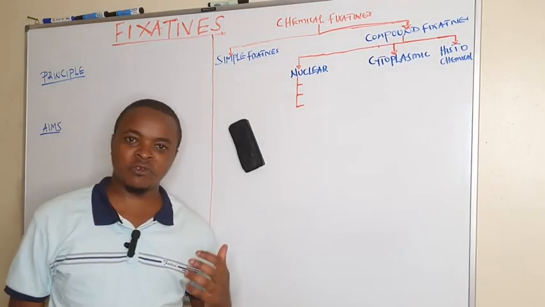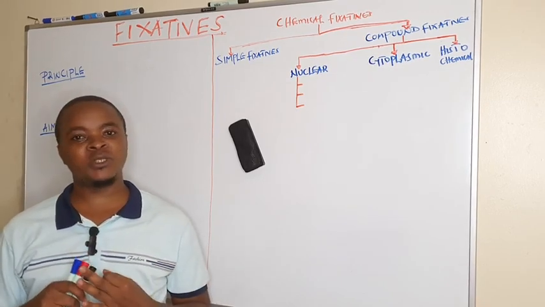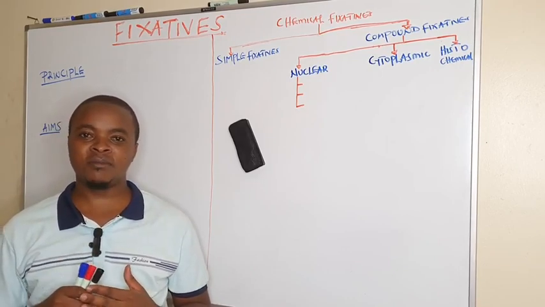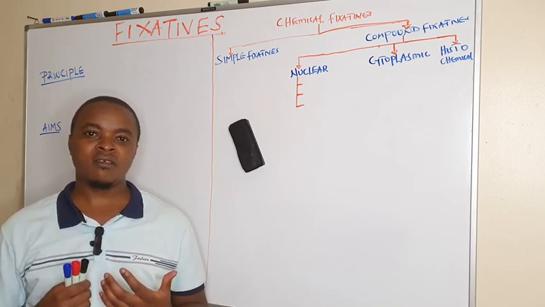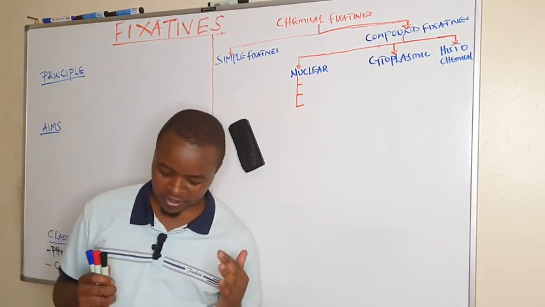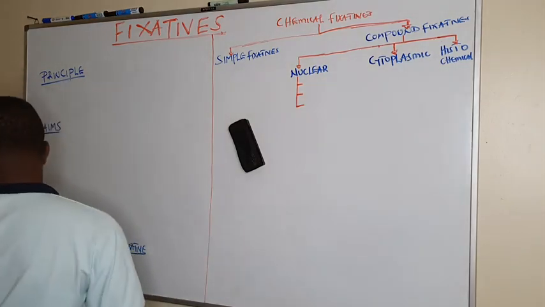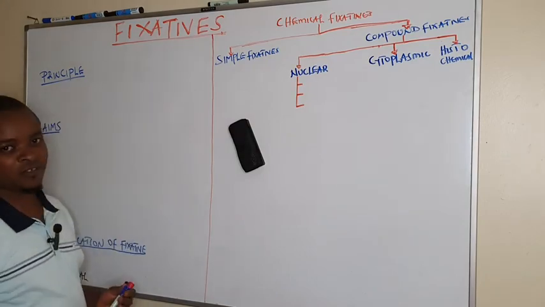So in this session, we are going to look at what a fixative is. We are going to look at the principle behind the fixatives. Then we shall look at the aims or the significance of fixing samples. Lastly, we shall look at the classification of fixatives. So after doing that, we are going to begin with what is a fixative.